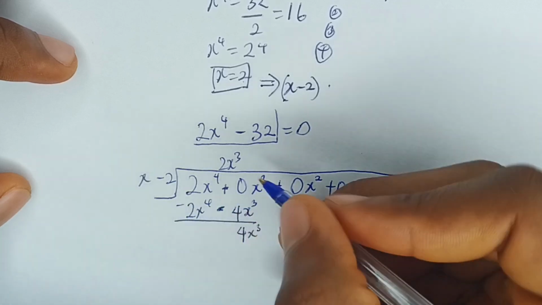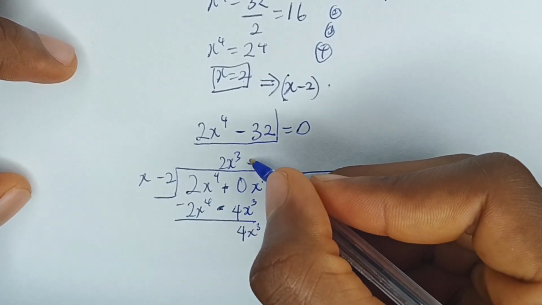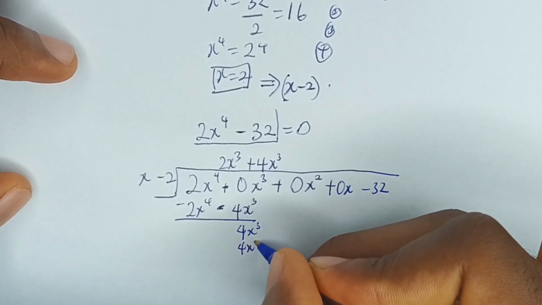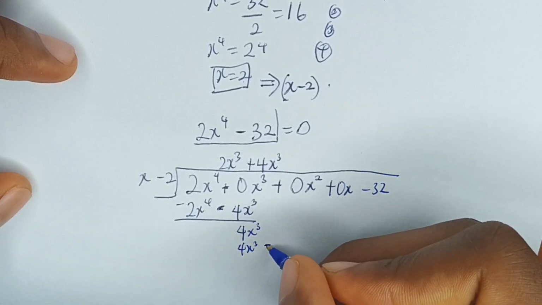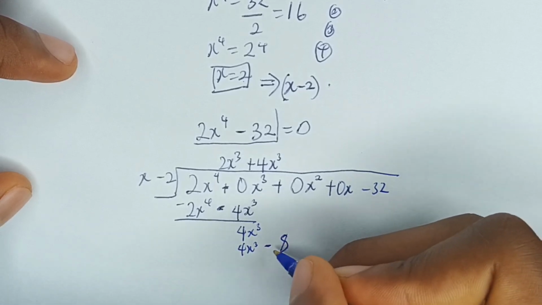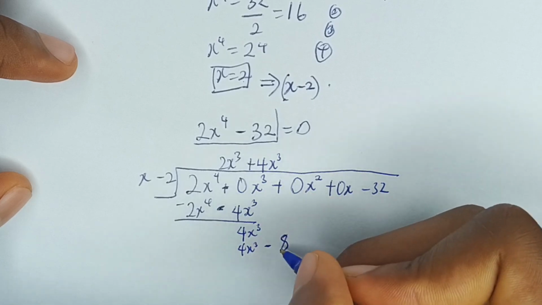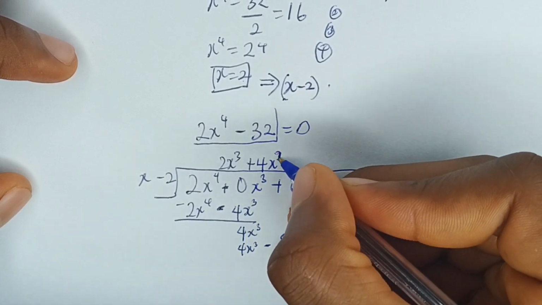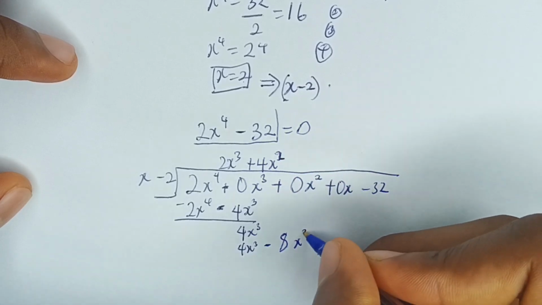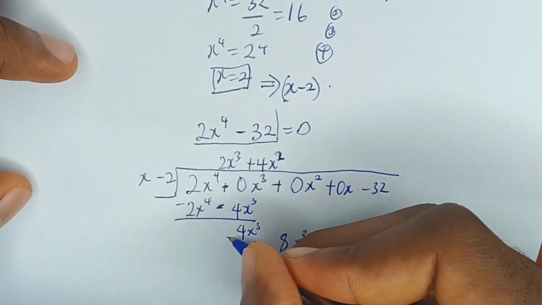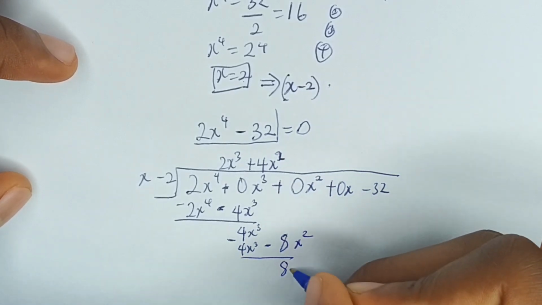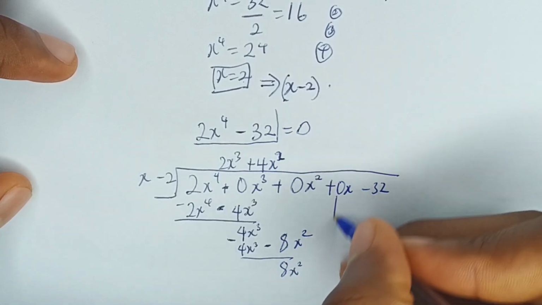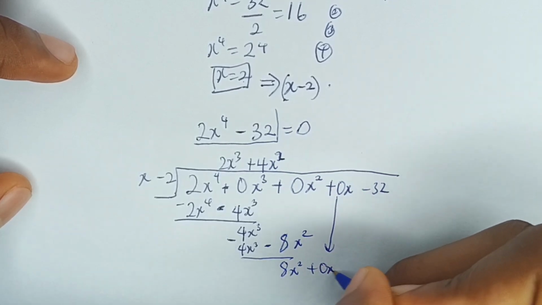Alright, dividing again, we're going to have plus 4x squared. Multiplying, we have 4x cubed minus 8x squared. Alright, subtracting, we're going to have positive 8x squared. We have 0x here, so we bring down 0x plus 0x.